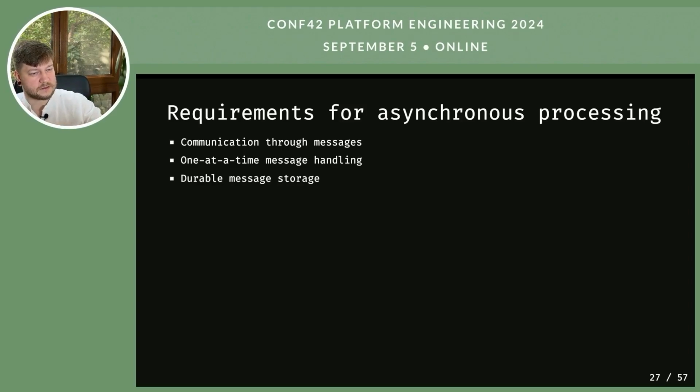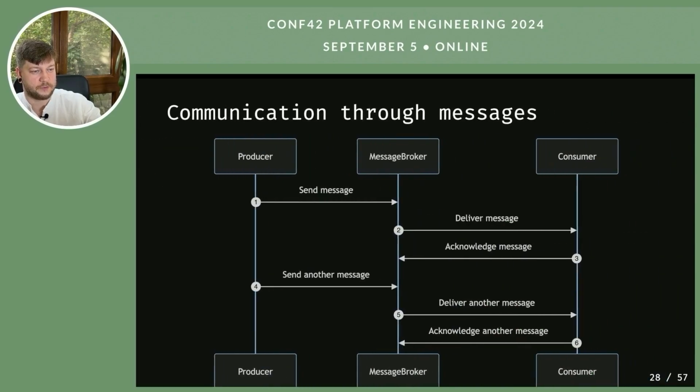And let's take a closer look at communication through messages. Actually, here it is super simple, right? We have a producer, we have a consumer, and we have something in the middle to deliver messages. Let's call it a message broker. The producer sends messages to the broker, which delivers messages to the consumer. The consumer tells the broker that everything is fine, so we can continue, and the producer can send another message.